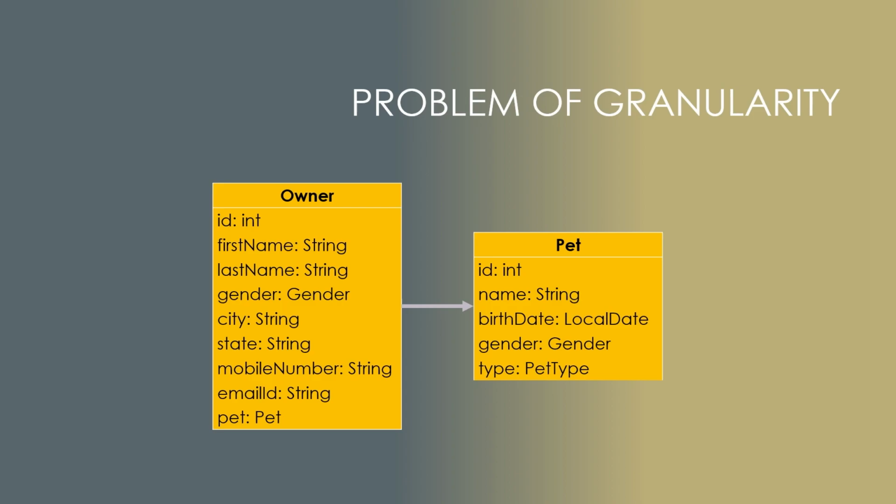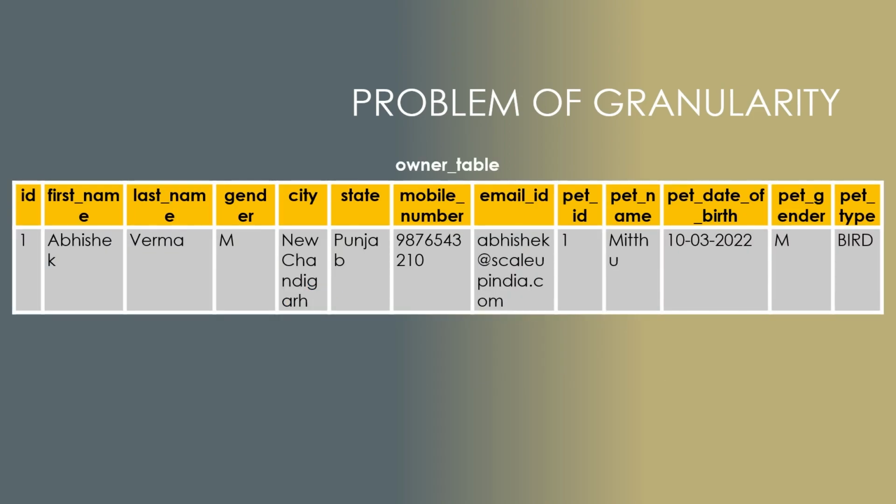But the same thing when I try to map into my database, then there I can go for a single table. Again in this single table, I can have my ID, first name, last name, gender, city, state, even pet ID, pet name, and all these things. Now again you can also say that okay, here also you can go for two different tables.